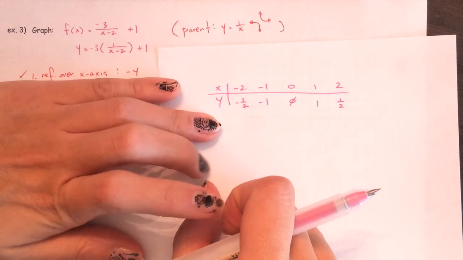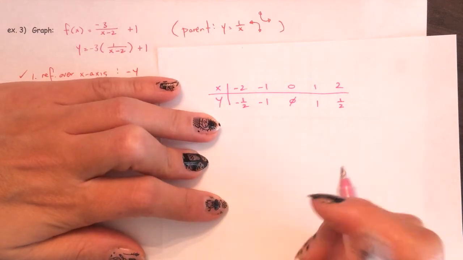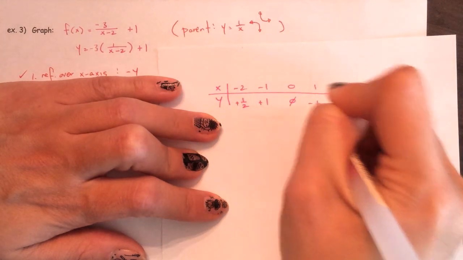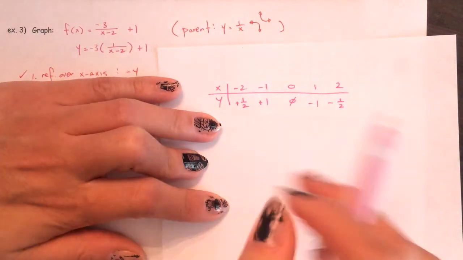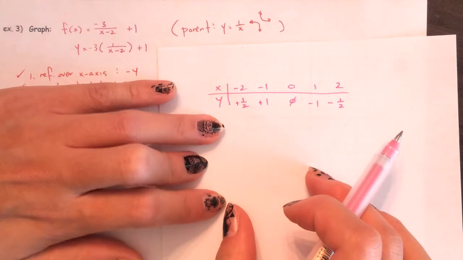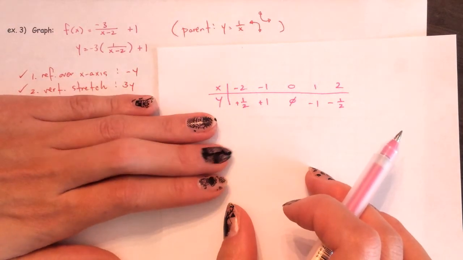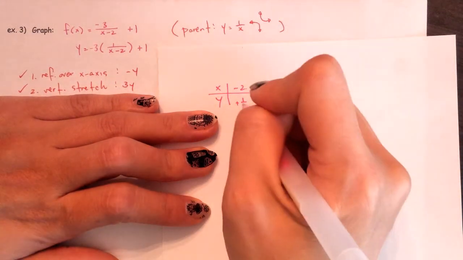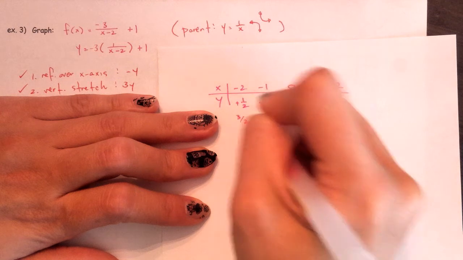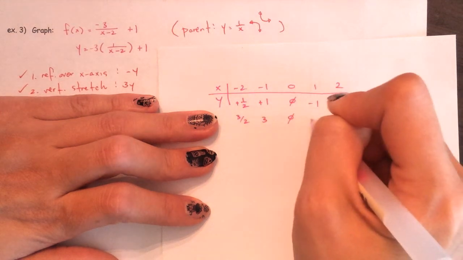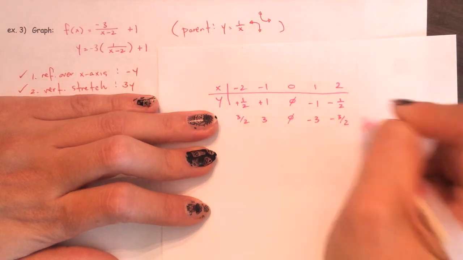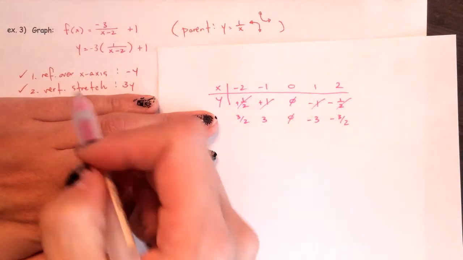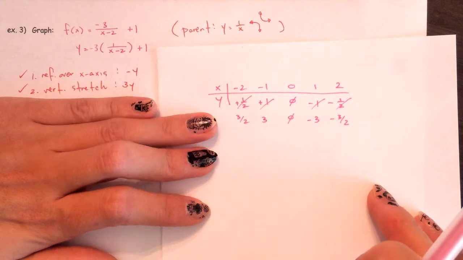So the first thing I have to do is I have to change all my y's to negative. Ready? Here we go. Plus, plus, minus, minus. Check. I'm done with number 1. And then I'm going to do number 2, a vertical stretch of 3y. I take all my y values and I times 3. So 3 over 2, 3, still nothing, -3 and -3 over 2. I'm going to cross these out because I don't like looking at them. Check, done with number 2.